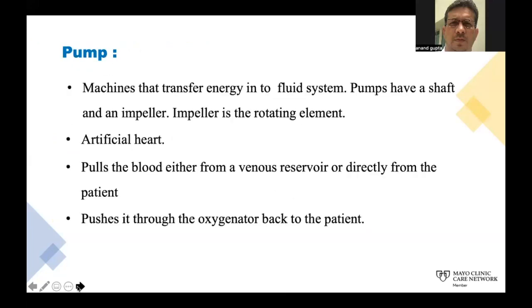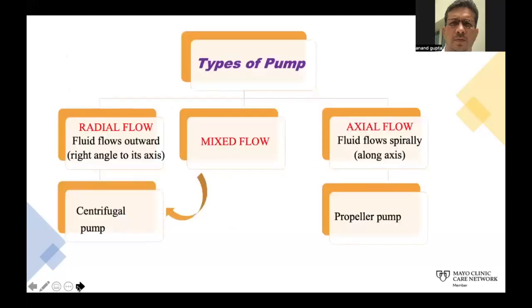A pump is a machine that transfers energy into the fluid system. A pump has a shaft and an impeller. The impeller is the rotating element. It behaves like an artificial heart, pulls the blood either from the venous reservoir or directly from the patient, and pushes it through the oxygenator back to the patient. So there are different types of pumps.